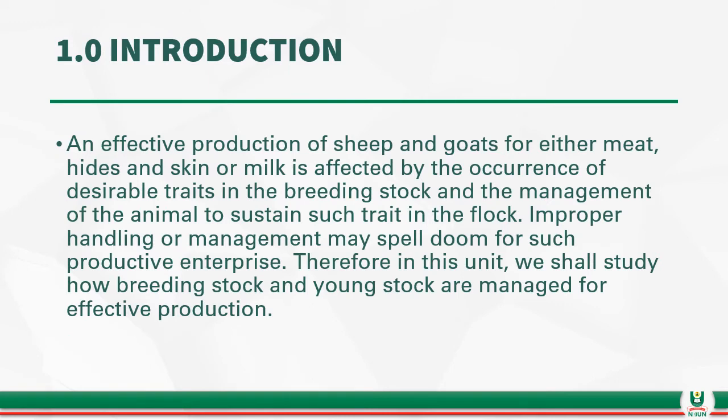By way of introduction, an effective production of sheep and goats for either meat, hides and skin or milk is affected by the occurrence of desirable traits in the breeding stock and the management of the animal to sustain such traits in the flock. Improper handling or management may spell doom for such productive enterprise. Therefore, in this unit, we shall study how breeding stock and young stock are managed for effective production.